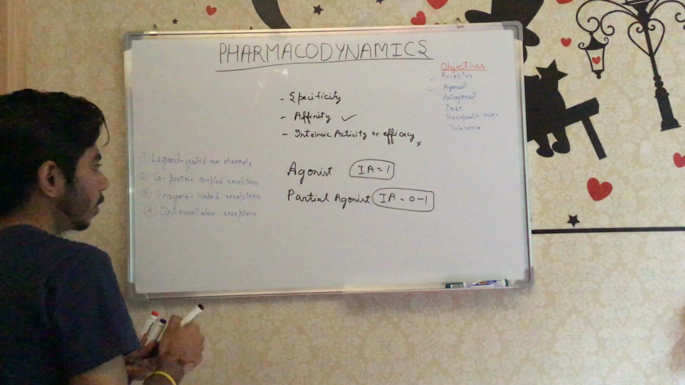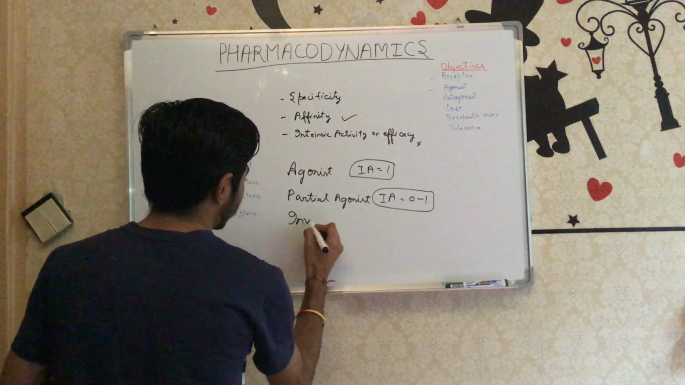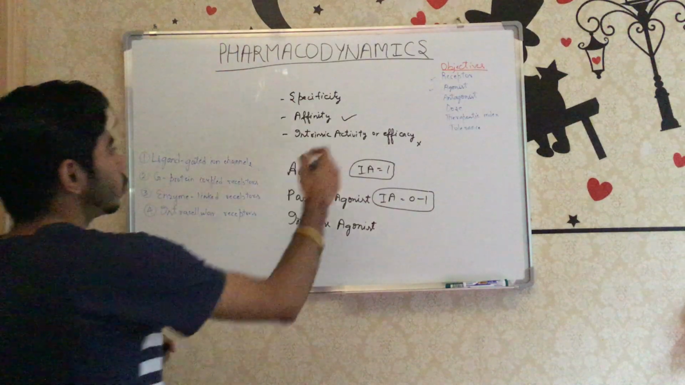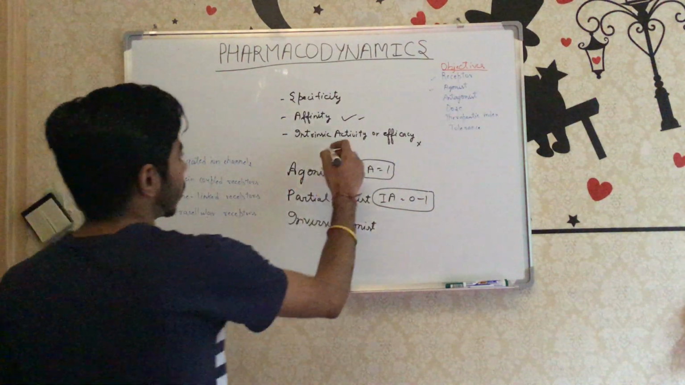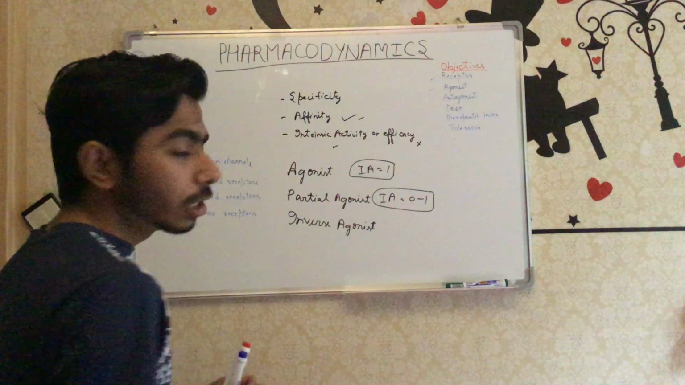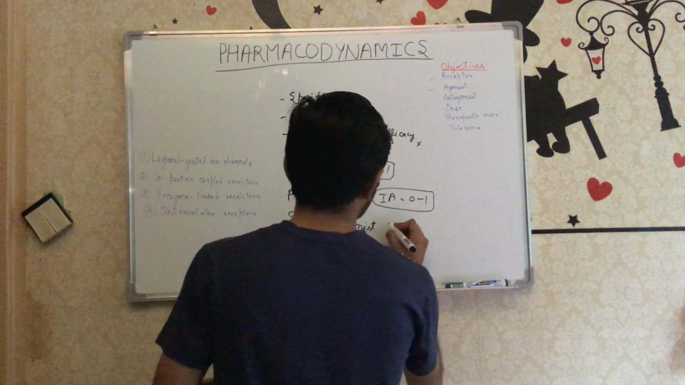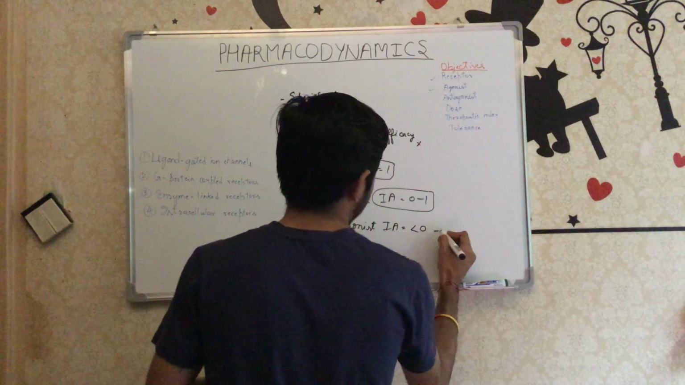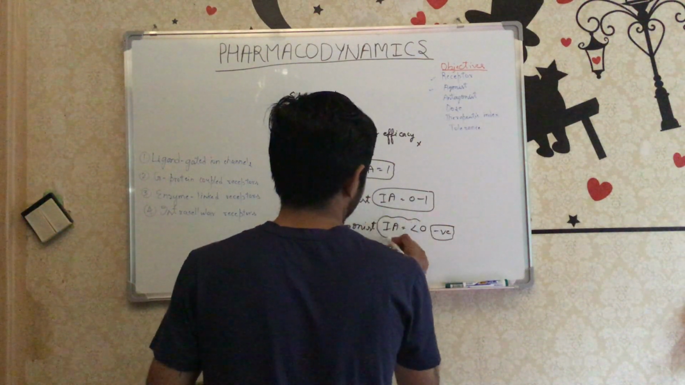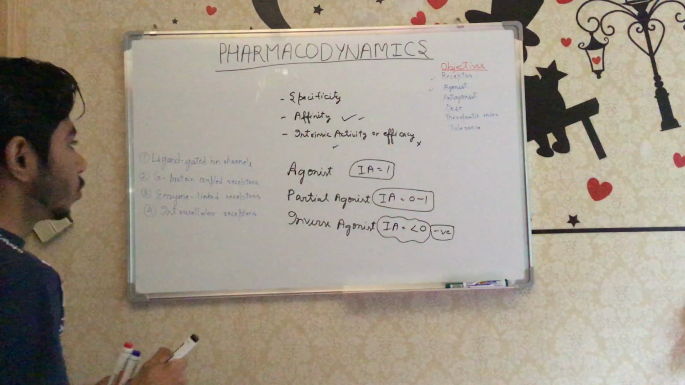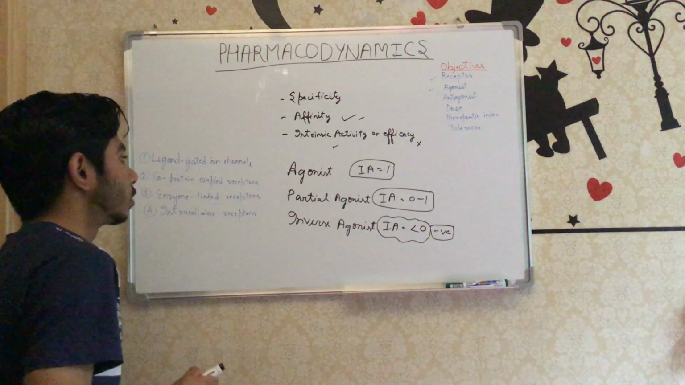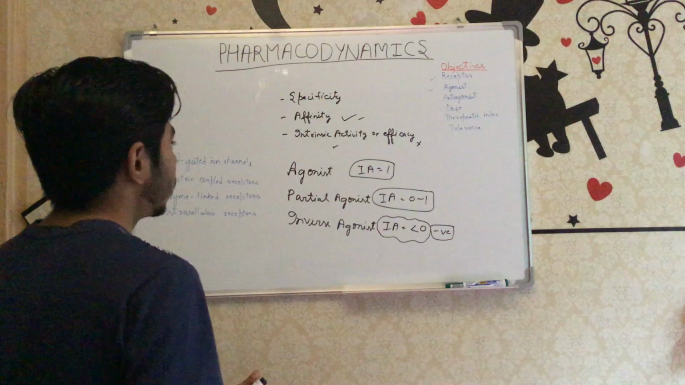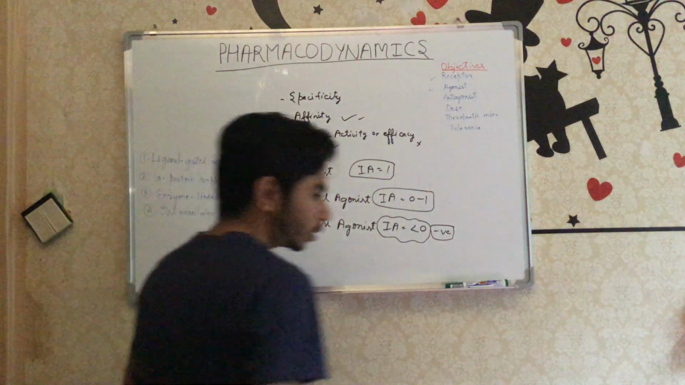While we have inverse agonists, inverse agonists also have good affinity, but again weak intrinsic activity, or rather I should say negative intrinsic activity or efficacy. These kinds of agonists have intrinsic activity below 0, meaning negative. So these are agonist, partial agonist and inverse agonist. These are the differences between these terms. And now I would like to discuss antagonists.